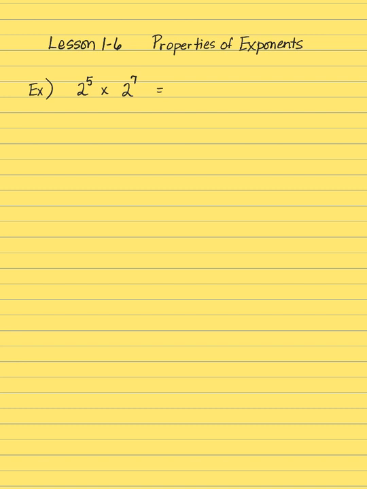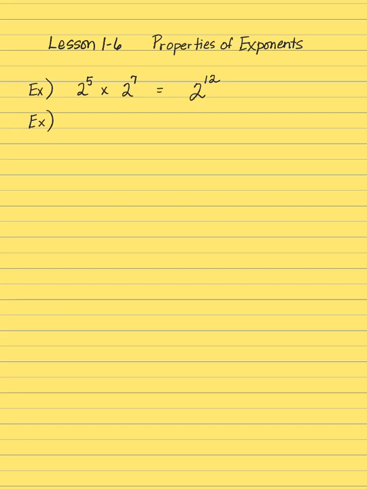So if you multiply two powers that have the same base, then you leave the base what it is. You don't change the base, you do not multiply the bases, it just stays what it is. It remains the same. The exponents do not get multiplied, they get added. So when you add 5 plus 7, you get 12. So the answer to that is 2 to the 12th power.